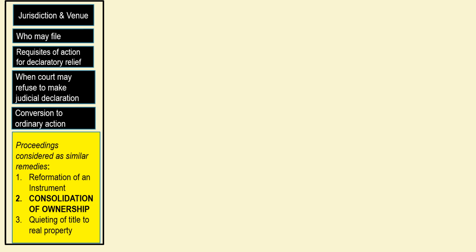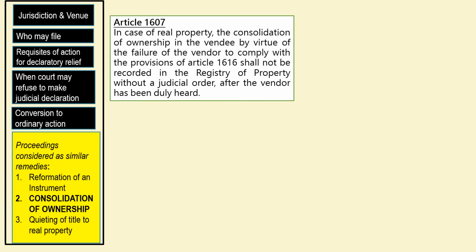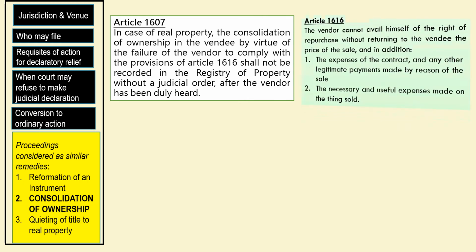Your consolidation of ownership under Rule 63 is your procedural law, and what is our substantive law? That is the Civil Code, particularly Article 1607. Ano ang sinasabi na Article 1607? In case of real property, you allow the consolidation of ownership in the vendee only if the vendor fails to comply with Article 1616, and it shall not be recorded in the registry of property without a judicial order after the vendor has been duly heard. Ano ang sinasabi ni Article 1616? The vendor has the obligation to return to the vendee not only the price of the sale but also the expenses of the contract, any other legitimate payments, necessary expenses, and useful expenses made on the thing sold.